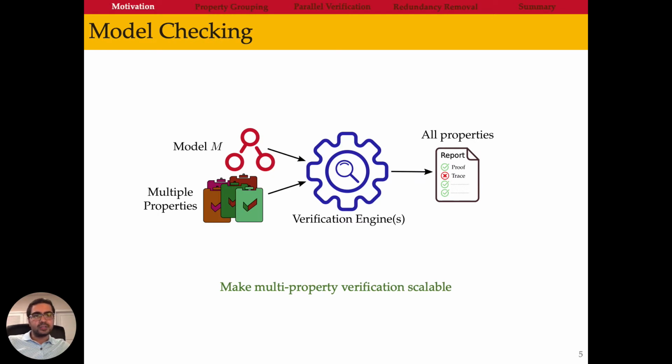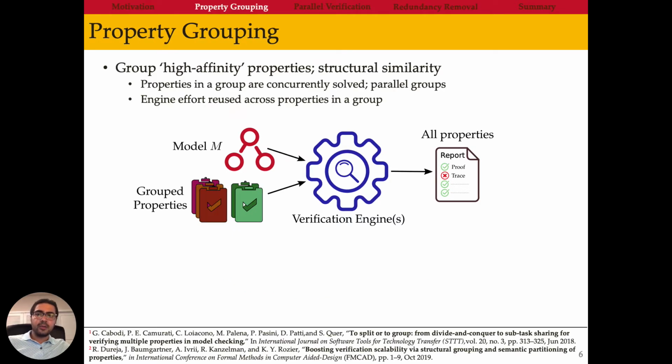The goal of our work is to speed up the verification of multiple property test benches by optimizing the orchestration of very large verification tasks. Property grouping helps improve the overall scalability of multiple property checking. The different properties are partitioned into high-affinity groups based on structural similarity measured in terms of cone of influence. The properties in a group are then verified concurrently, and the different groups can be verified in parallel.